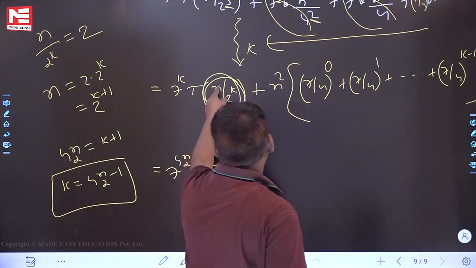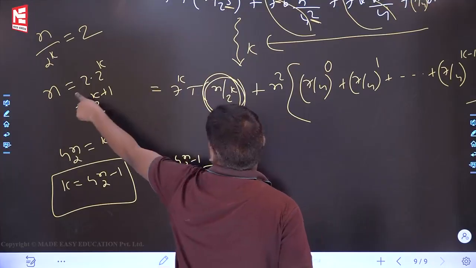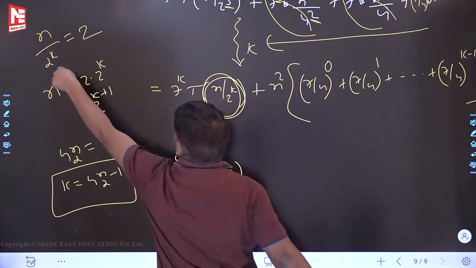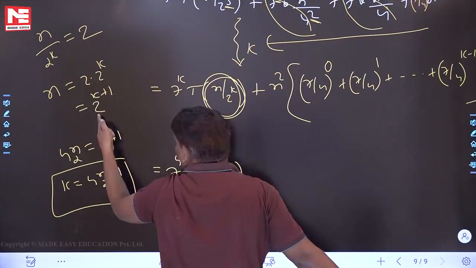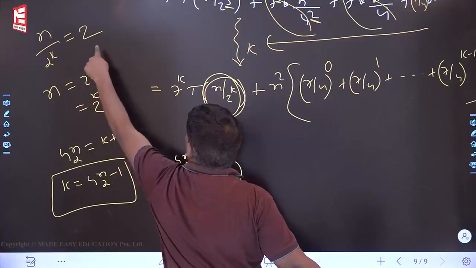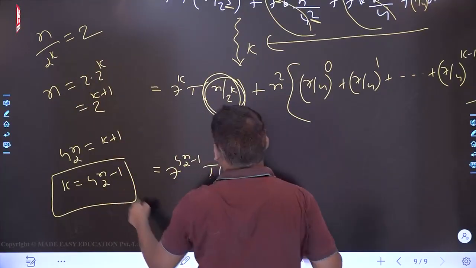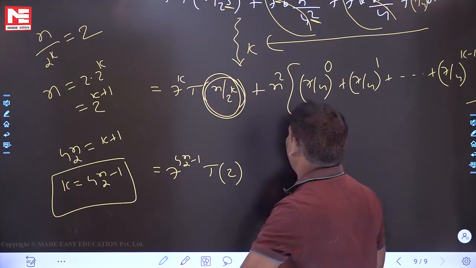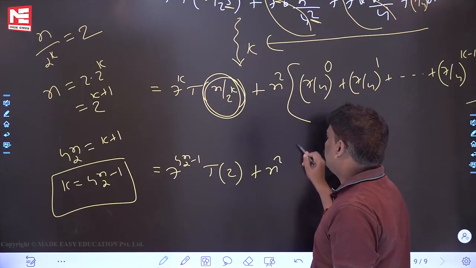Some people are asking how this is 2. Same way. If by keeping k, n/2^k becomes 2, finally k becomes like this. Everyone knows n/2^k is equal to 2. K becomes this one. If you replace k by log n base 2 minus 1, the same 2 will come. If you want, you can verify. N square, this series.